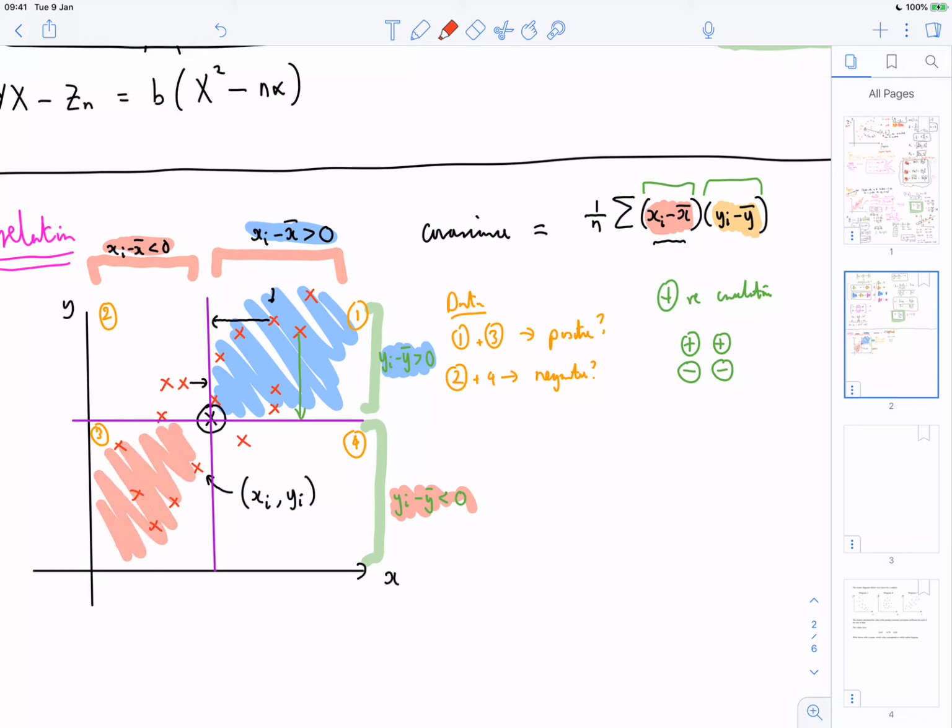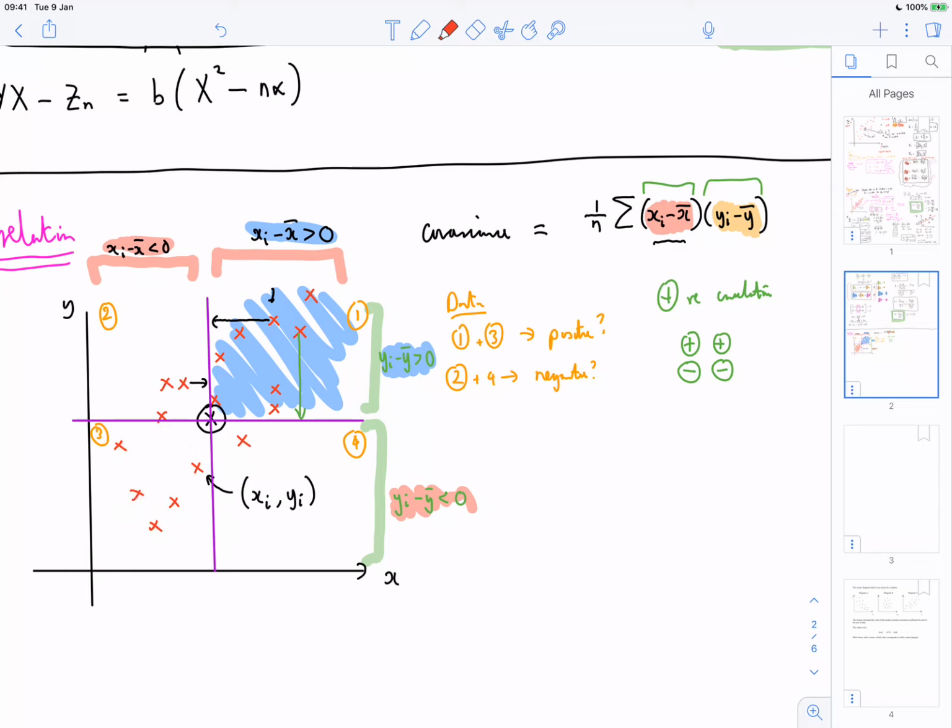Do you agree that in both of those regions, we're either multiplying a positive by a positive in the top right or a negative by a negative in the bottom left? And either way, that's going to result in a positive result, which is what we'd expect for a positive correlation. That's good.